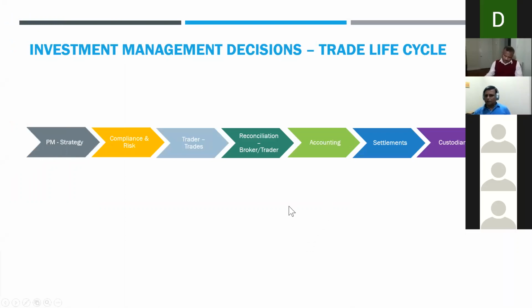So this is a simple diagram of the investment management decision trade lifecycle. PM is a portfolio manager who makes a strategy, and then they create some trades, and then the compliance and risk officer will come and evaluate whether the trade is good or bad. Then the trader will trade. Then there is a reconciliation within the system. They will send it to accounting, settlements, and the custodian is the one who is holding the paper. You think that they give you a paper like you are the proud owner of Microsoft, but that custodian holds it. And there is a company for that. There's a bank for that actually. Bank of New York Mellon is the biggest custodian.